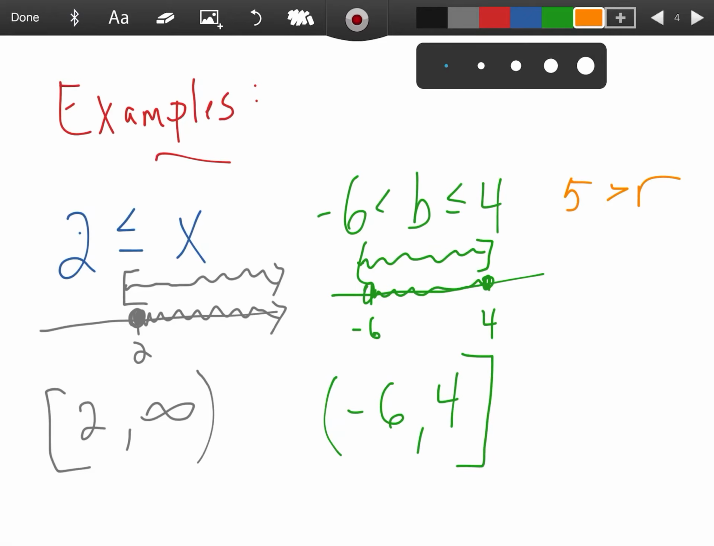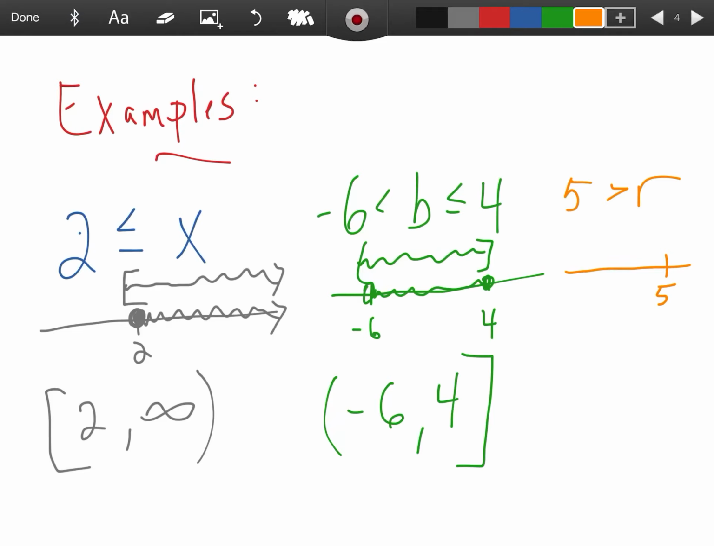All right, and my final one, I have 5 is greater than r. Well, r in this case is less than 5, right? We could also say it as that. So we have an open circle at 5 or parentheses at 5. And now, well, what's my lower bound? Well, I know 5 is my upper bound, right? That's the highest that I can possibly go is 5, right? It's the furthest to the right on the number line I can go.